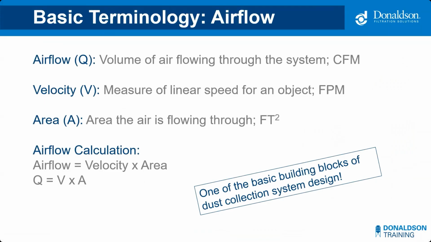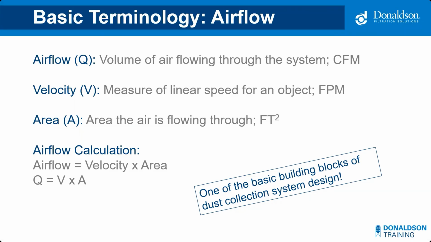There are a lot of different formulas that we use in system design. The most basic and widely applied being airflow, the formula is Q equals V times A. The Q is the volume of air flowing through the system, often referred to as CFM, cubic foot per minute. To get to the airflow, we multiply the velocity of the air, which is the measure of linear speed for an object, by the area of the hood or duct that the air is flowing through.